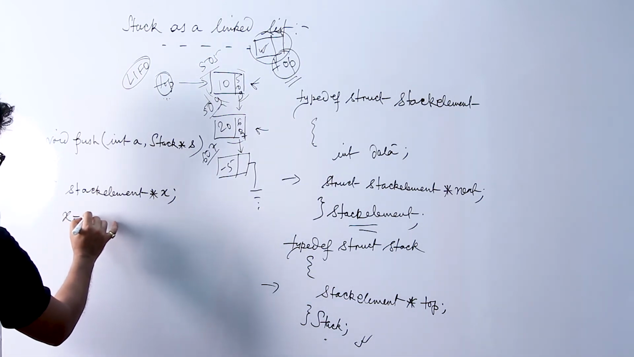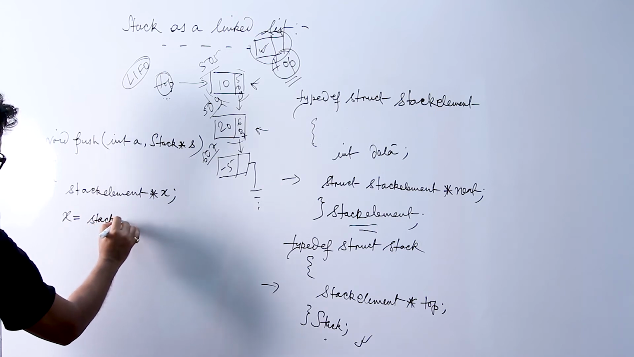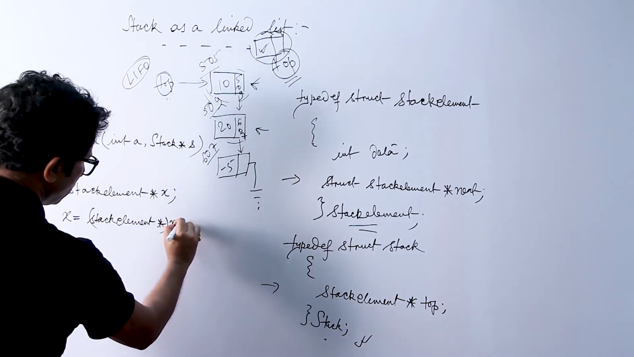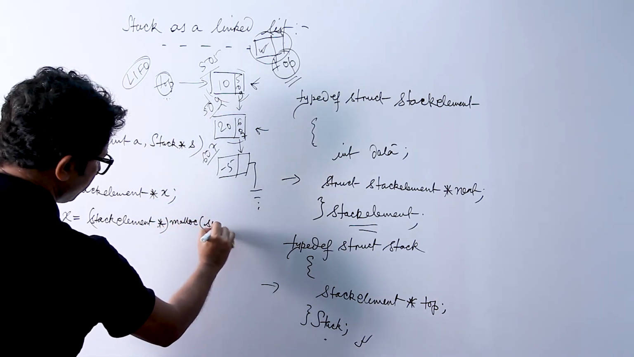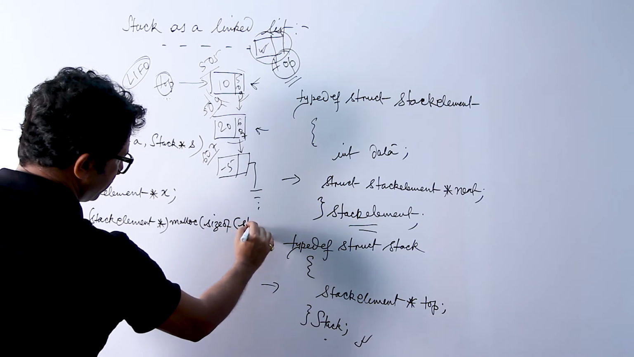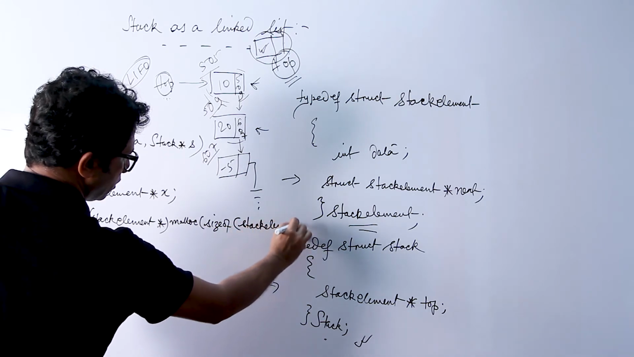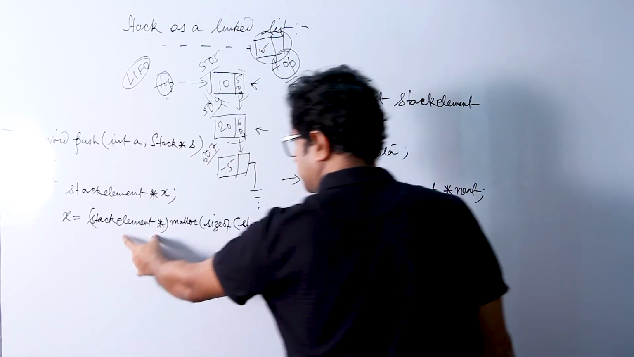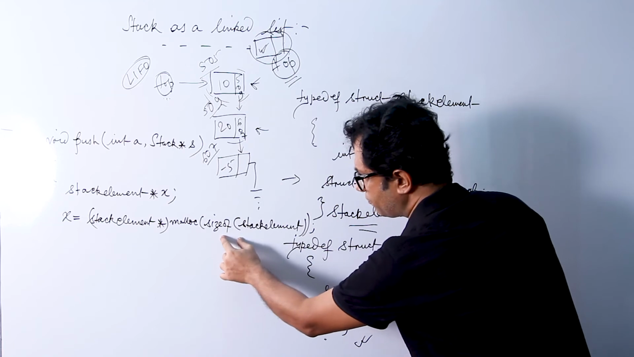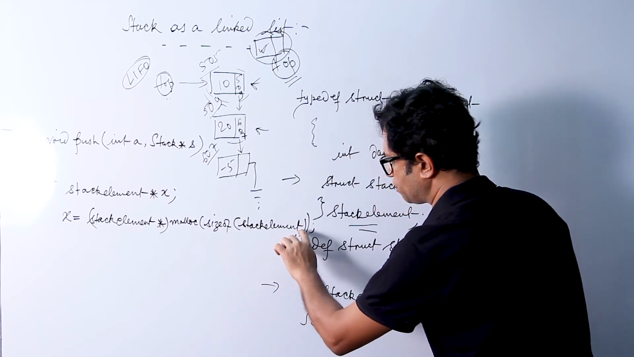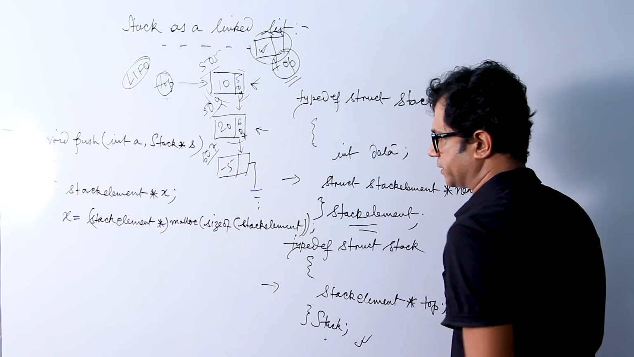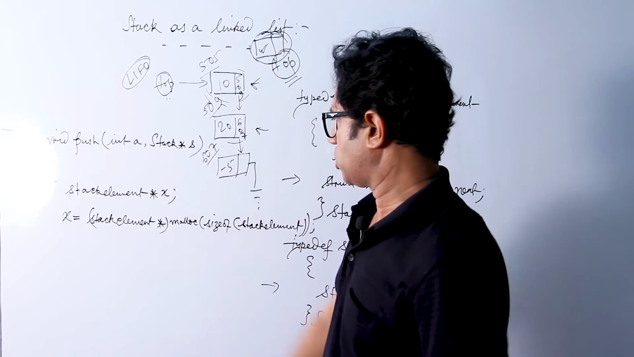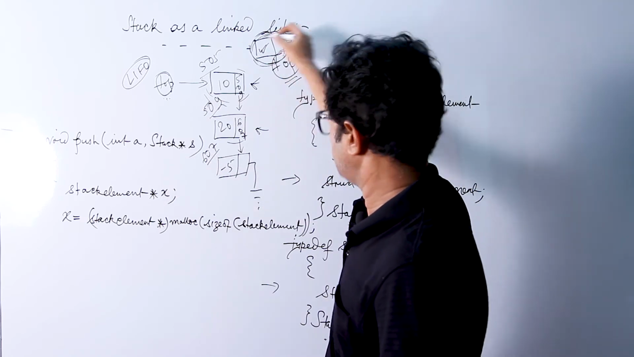X is equal to stack element star malloc size of stack element, closing bracket, then another closing bracket, then semicolon. So this is nothing but creation of this memory block, or allocating this memory block.